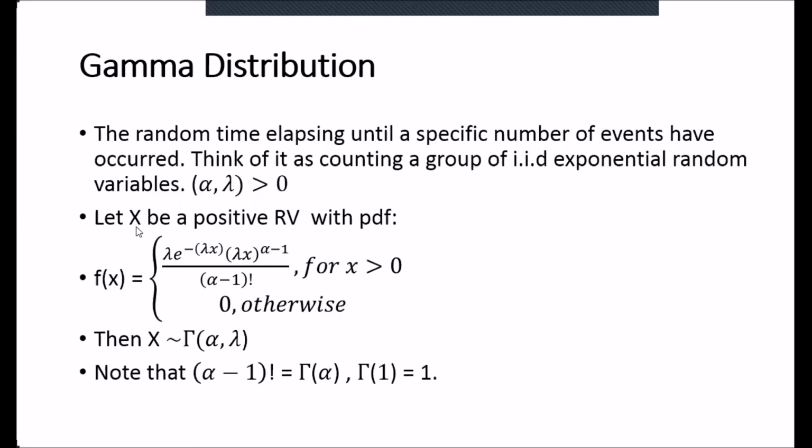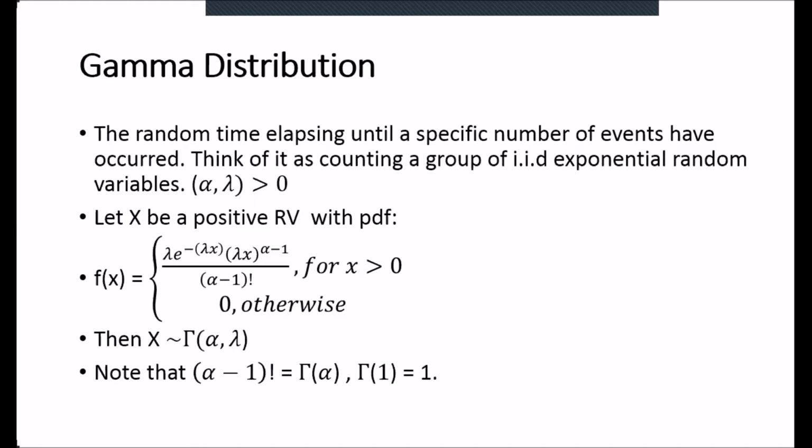So if x is a positive random variable with a probability density function of lambda e to the negative lambda x times lambda x to the power of alpha minus 1 over alpha minus 1 factorial for the support of x being greater than 0 and 0 otherwise, then x is said to follow the gamma distribution with the rate parameter of lambda and the shape parameter of alpha.